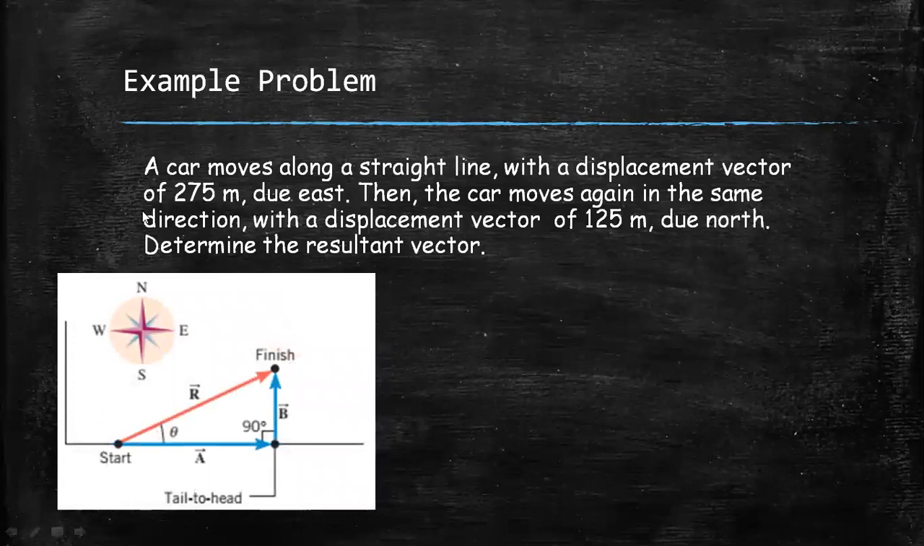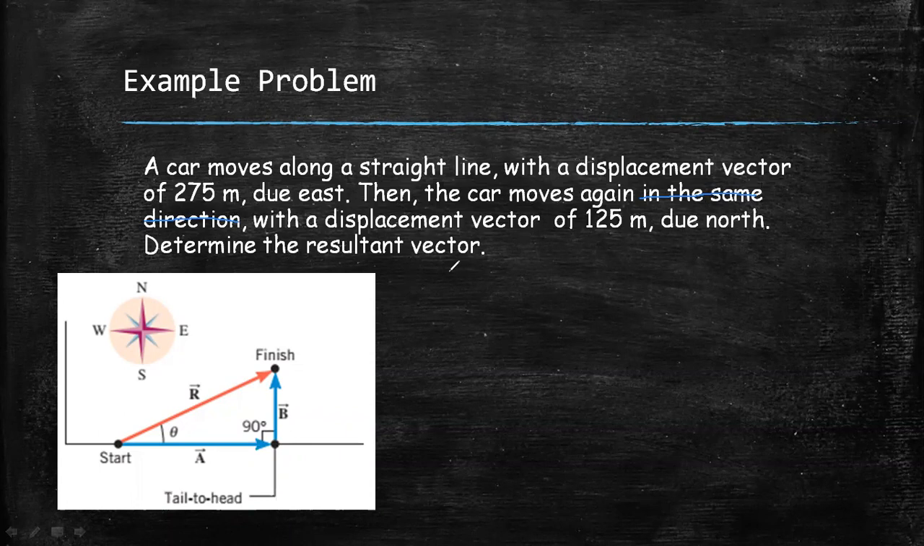Next problem. A car moves along a straight line with a displacement vector of 275 meters due east. Sorry for the typographical error. Let's erase this one. Okay, again. Then the car moves again with a displacement vector of 125 meters due north.